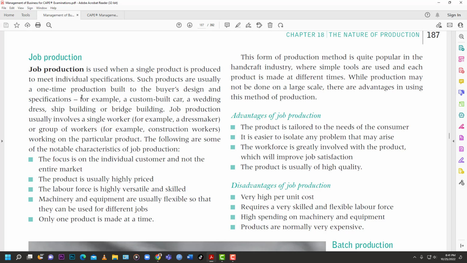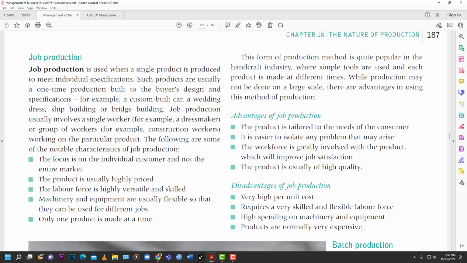Such productions are usually a one-time production built to the buyer's design and specification. For example, a custom built car, a wedding dress, shipbuilding, or bridge building. Job production usually involves single workers, for example, a dressmaker, or a group of workers, for example, construction workers, working on a particular product. The following are some notable characteristics of job production. So you get the gist of job production.